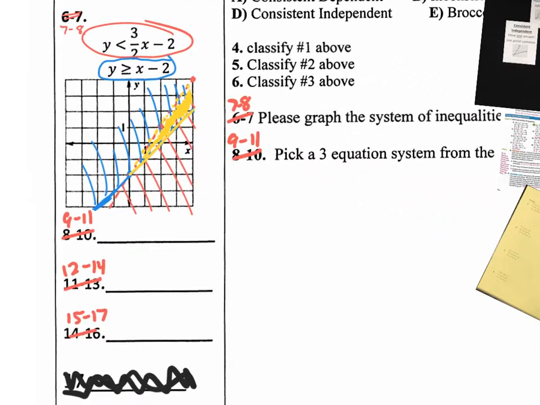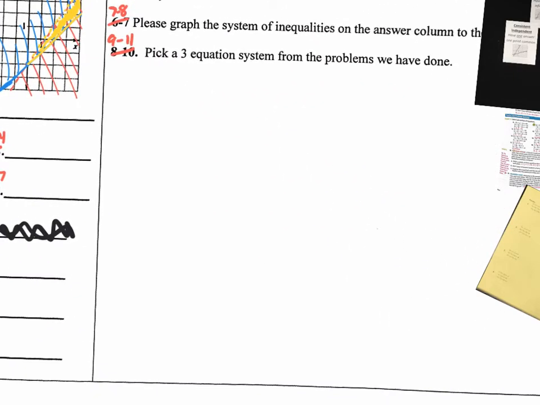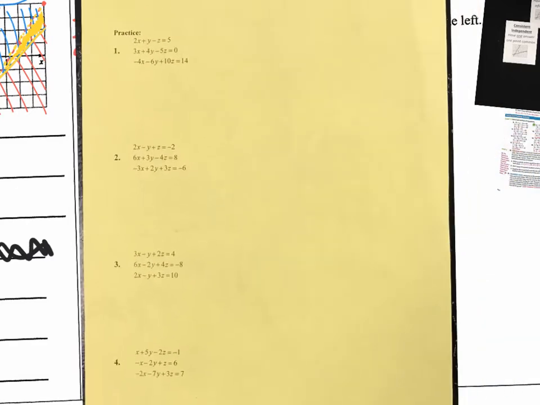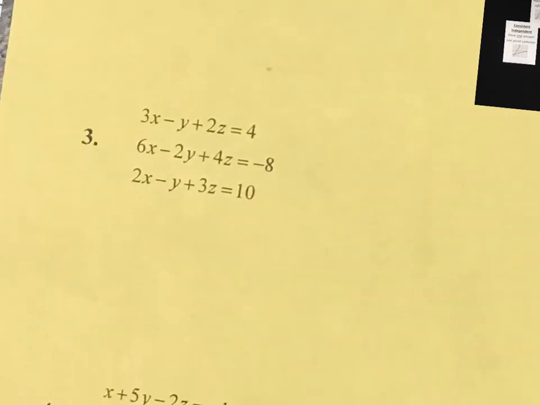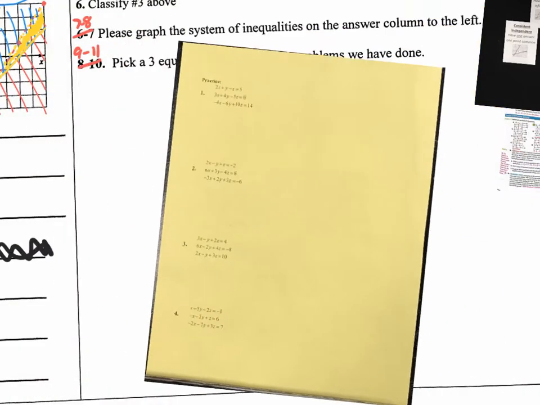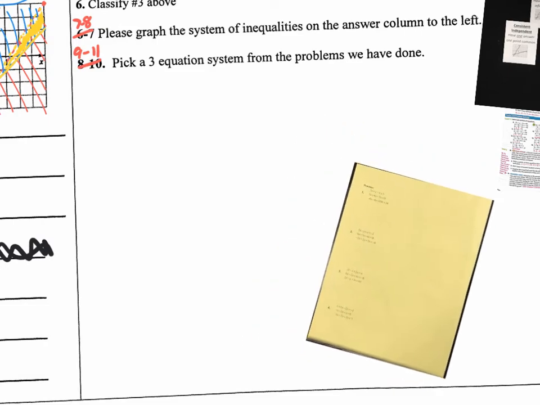Time for the most challenging part of the test tomorrow. This whole bottom half of this front page, you're going to have one single 3x3 system right here. Where am I going to select them from? From the homework or from the problems we did in class. There was a total of 10 questions that we did in class, 4 of which came from this yellow homework that we did, right? Maybe I picked that one. Maybe I picked this one. Who knows, right? But I am using 3 of the 10 that we did.